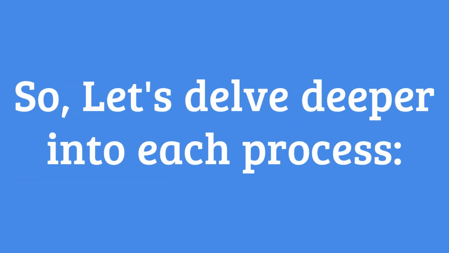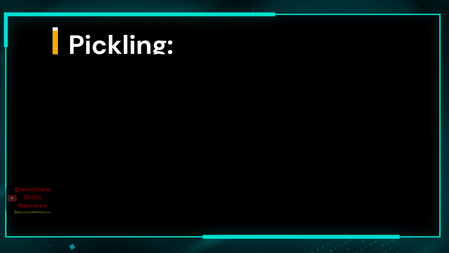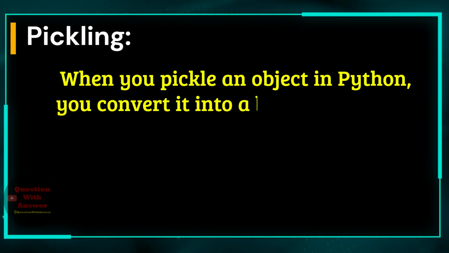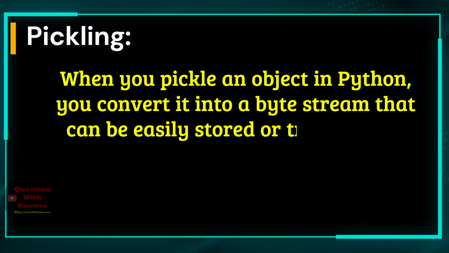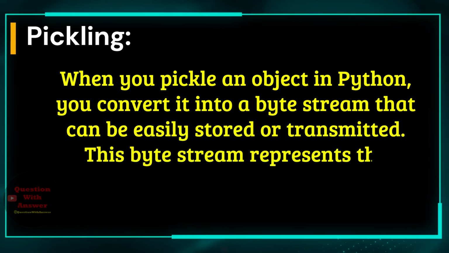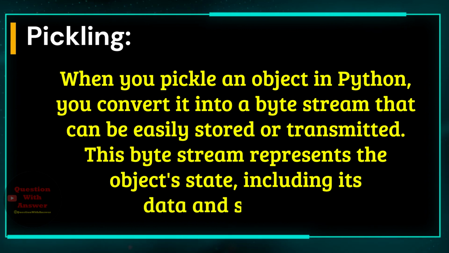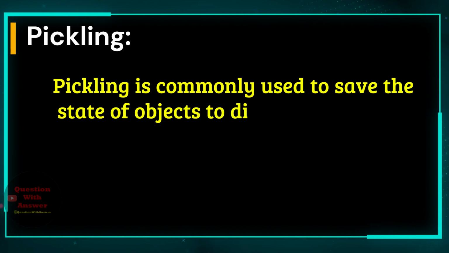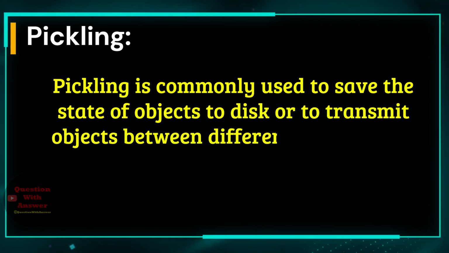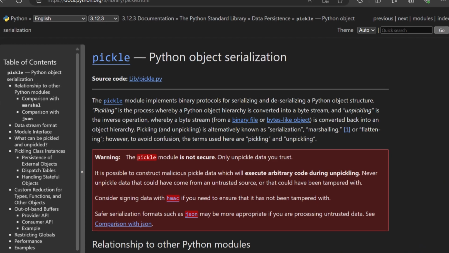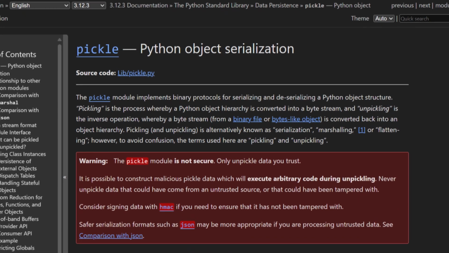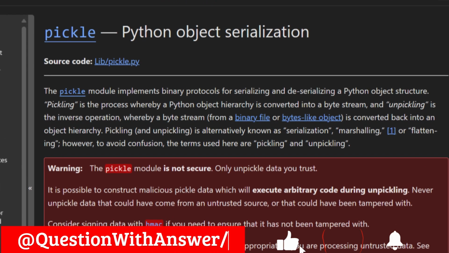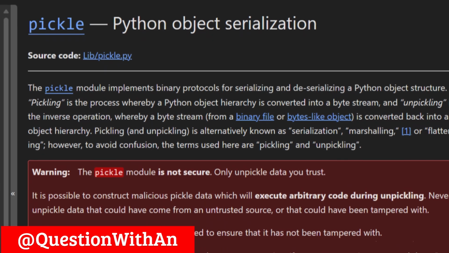So, let's delve deeper into each process. Pickling. When you pickle an object in Python, you convert it into a byte stream that can be easily stored or transmitted. This byte stream represents the object state, including its data and structure. Pickling is commonly used to save the state of objects to disk or to transmit objects between different processes or machines. Python provides a built-in module called pickle for pickling objects. This module allows you to serialize and deserialize Python objects with ease.